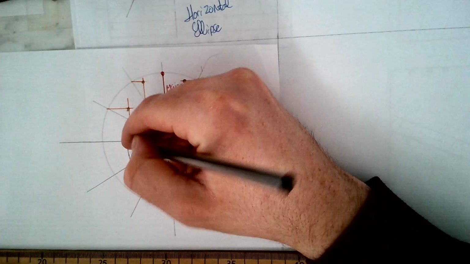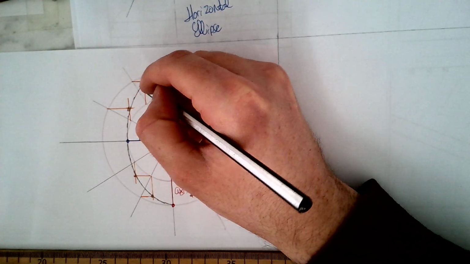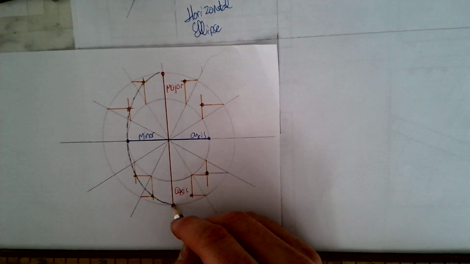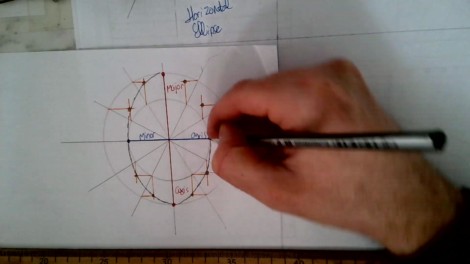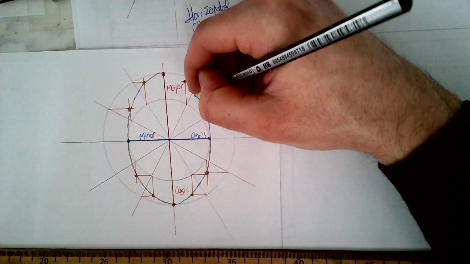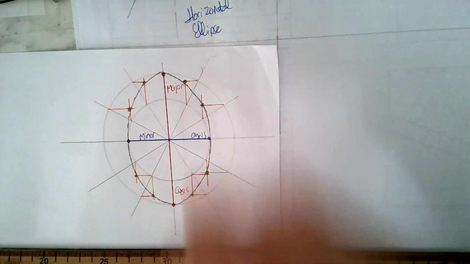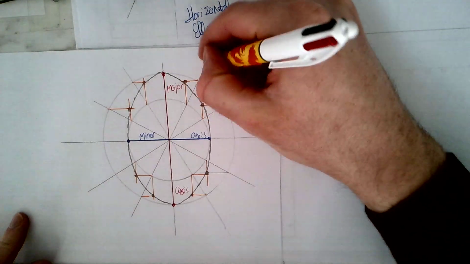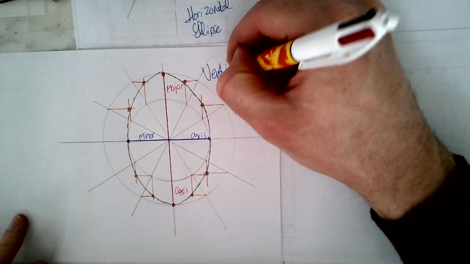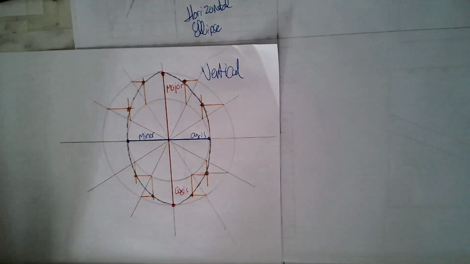And now we'll draw in that ellipse best we can. Lovely, so there is our vertical ellipse. So now we've got our horizontal and our vertical ellipse drawn in. Okay, so the next thing we're going to move on to then, we're going to move on to this top square up here in the middle.